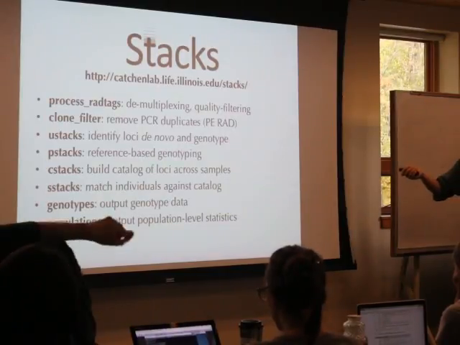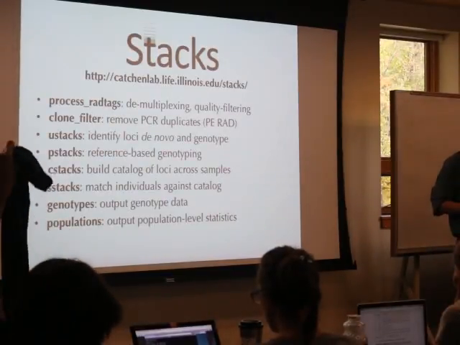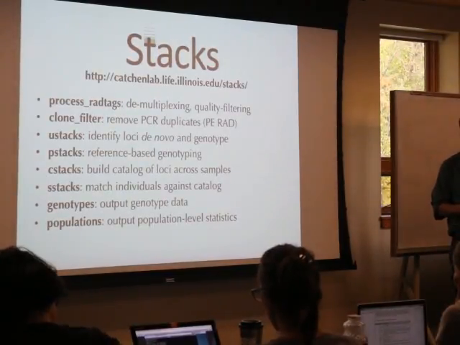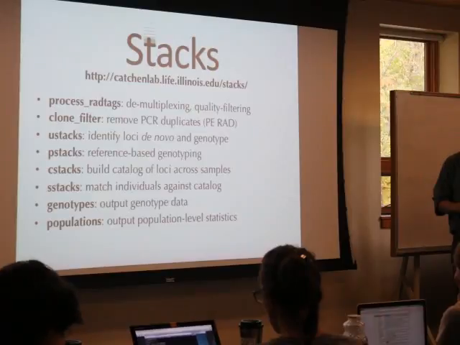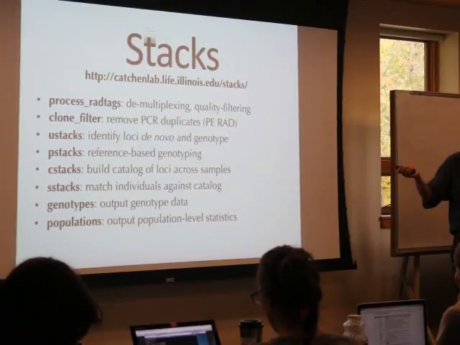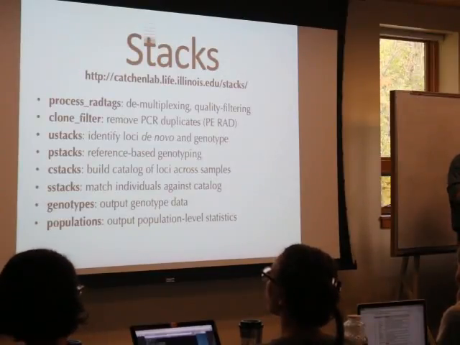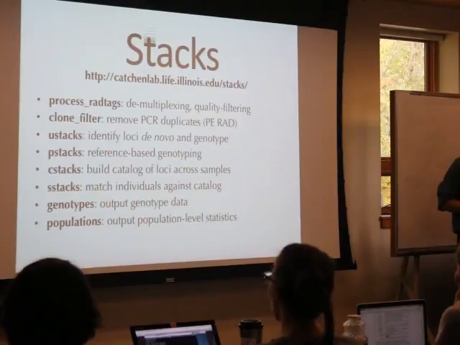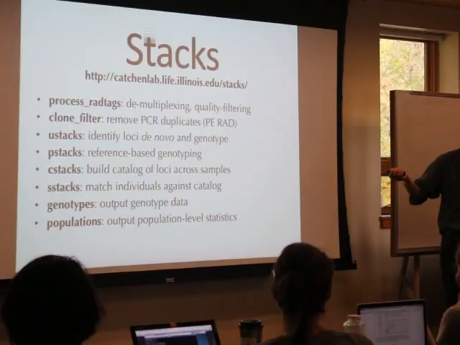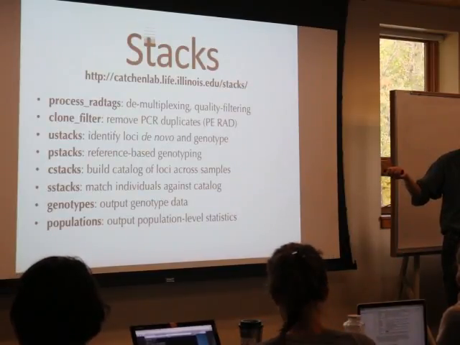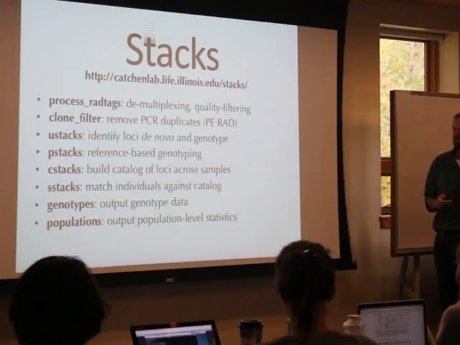One thing to mention, Stacks uses a maximum likelihood algorithm to call genotypes. It does not use a Bayesian approach with allele frequency information or things like that. So it uses a maximum likelihood algorithm per individual to call genotypes. We'll talk about that later. So this is if you don't have a reference genome. If you do have a reference genome, there's this program, pstacks, which calls genotypes based on alignment files, so alignment to a reference genome.